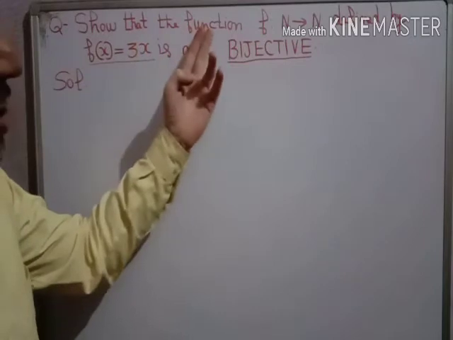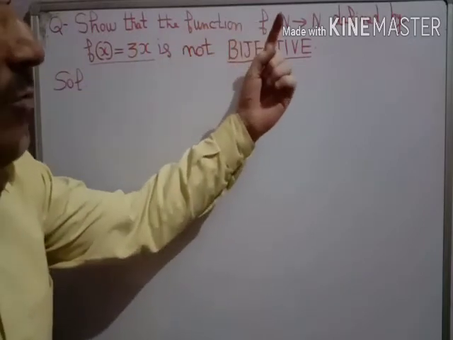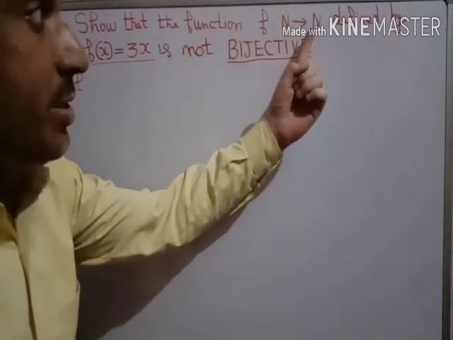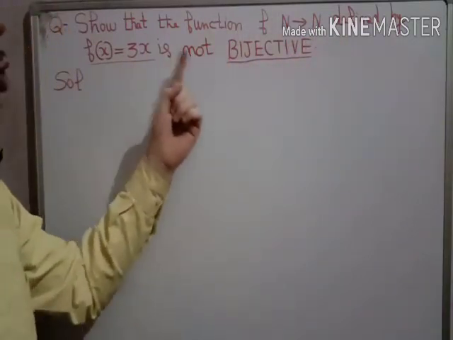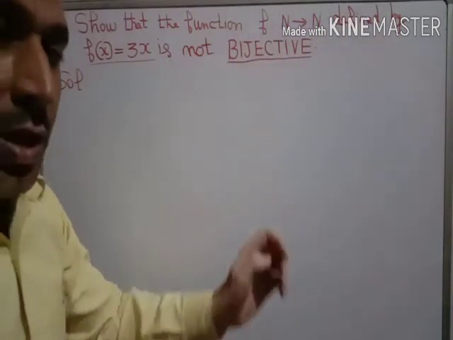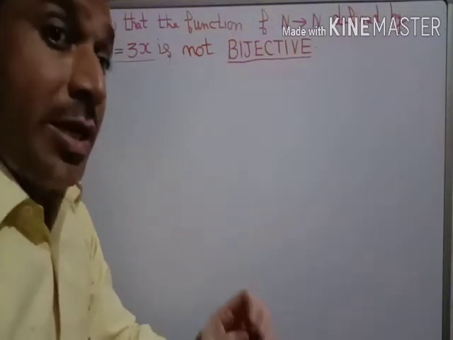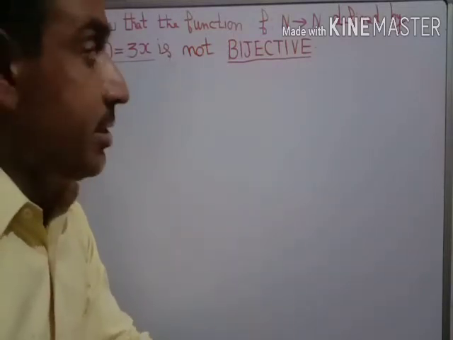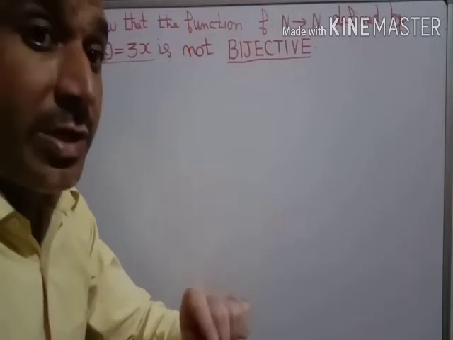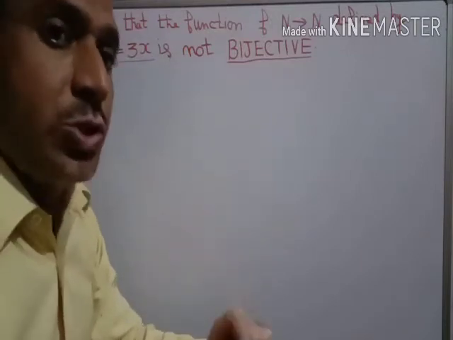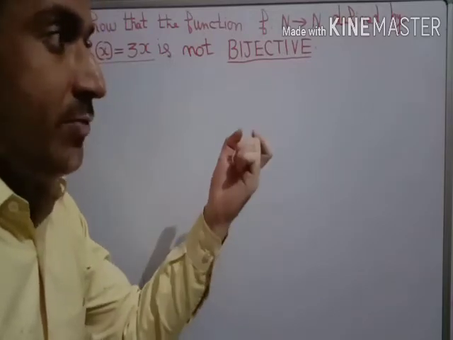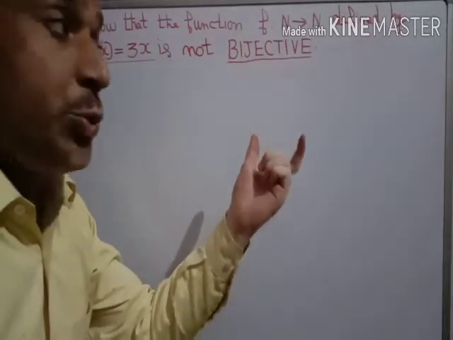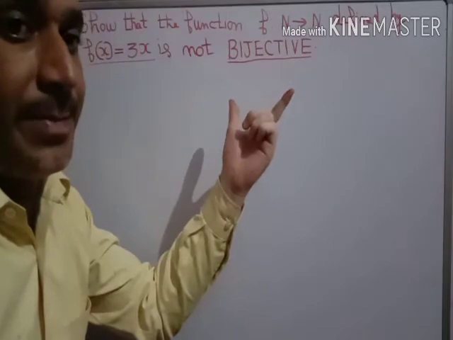Show that the function f, defined from the natural number set to the natural number set by f of x equals 3x, is not bijective. For your information, in the last video we discussed that if any function is 1-1 and onto both, it is called bijective. अगर कोई फंक्शन 1-1 और onto दोनों हुआ तो उसे bijective बोला जाएगा.